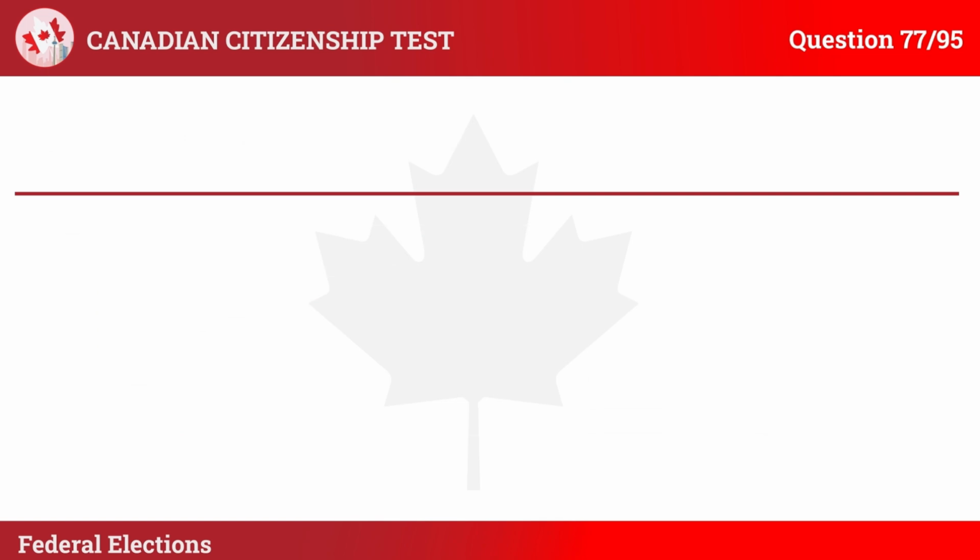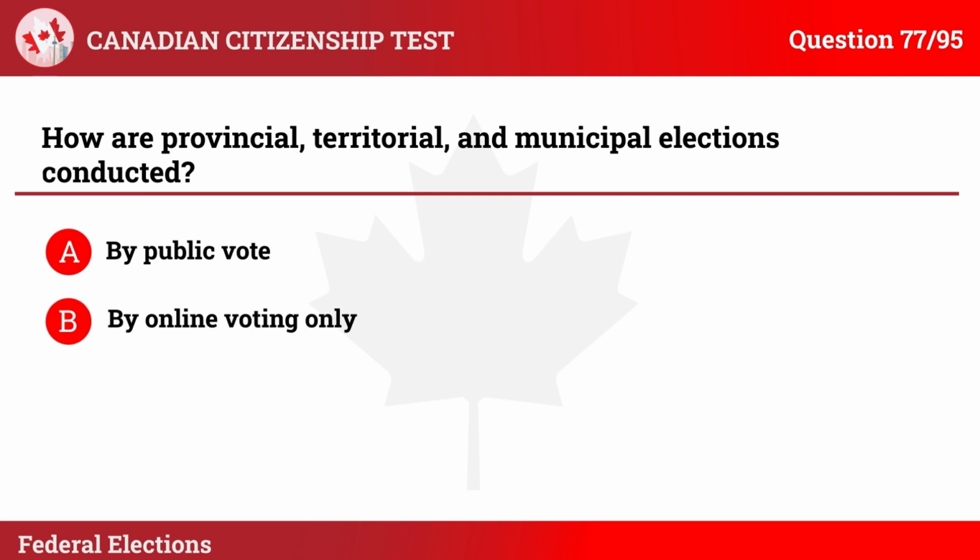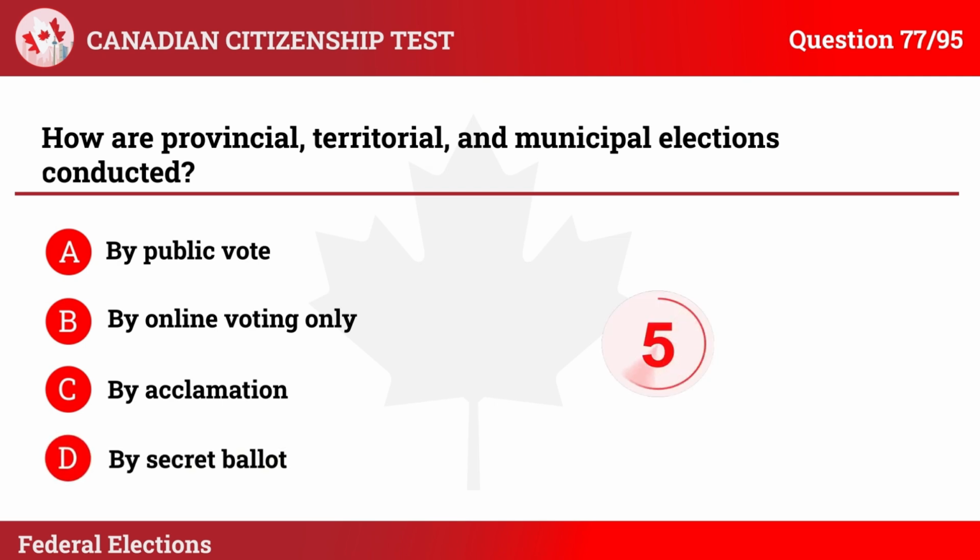Question 77. How are provincial, territorial, and municipal elections conducted? A. By public vote. B. By online voting only. C. By acclamation. D. By secret ballot.